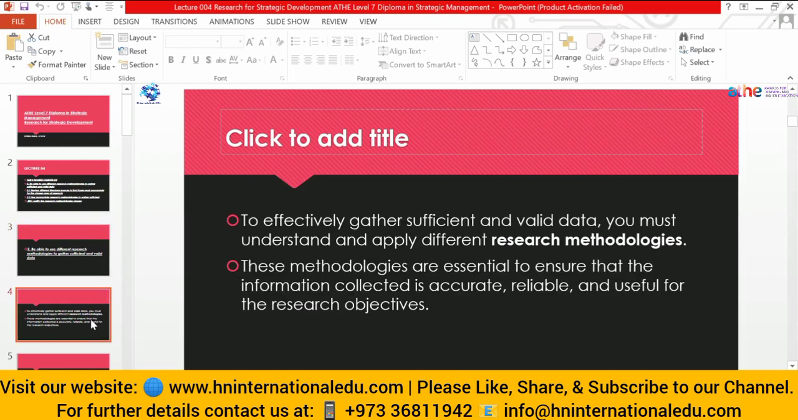To effectively gather sufficient and valid data, you must understand and apply different research methodologies. These methodologies are essential to ensure that the information collected is accurate, reliable, and useful for the research objectives. Like when people do the research, the ones in the bachelor's, or people doing research at home just for the sake of a degree or a certification, they do the secondary researches. They actually make a little bit more contribution to already existing work.